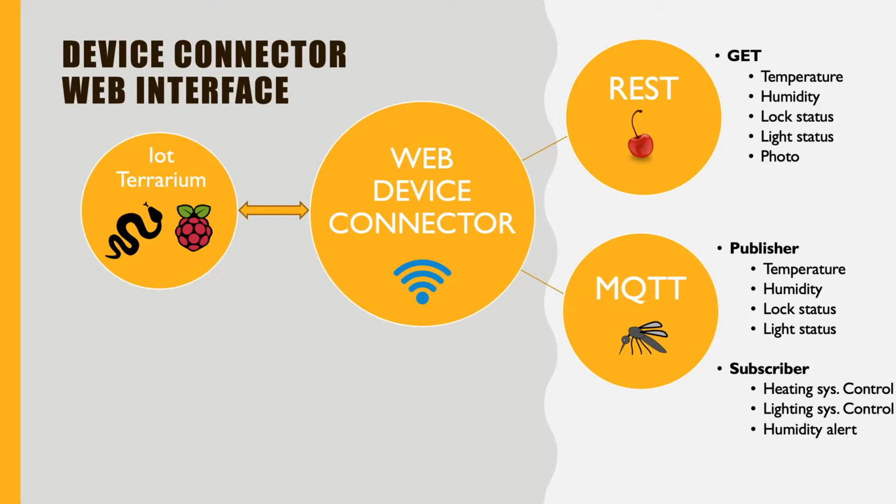Publisher-subscriber communication is performed by PahoMQTT using an external broker. The web device connector has to publish periodically, with threads, on proper topics all information useful for the control strategies and for data processing, such as temperature, humidity, lock status, and light status. The device connector is also a subscriber for topics used for actuating the heating system and the lighting system, and other information that can be requested by the user.